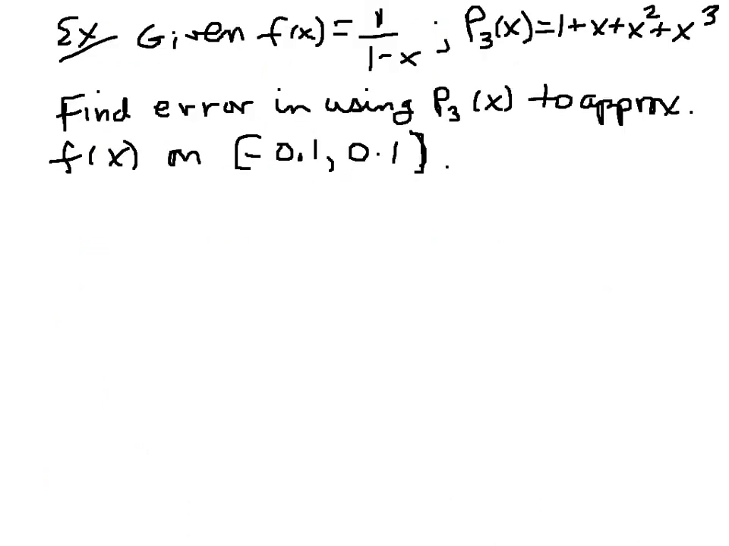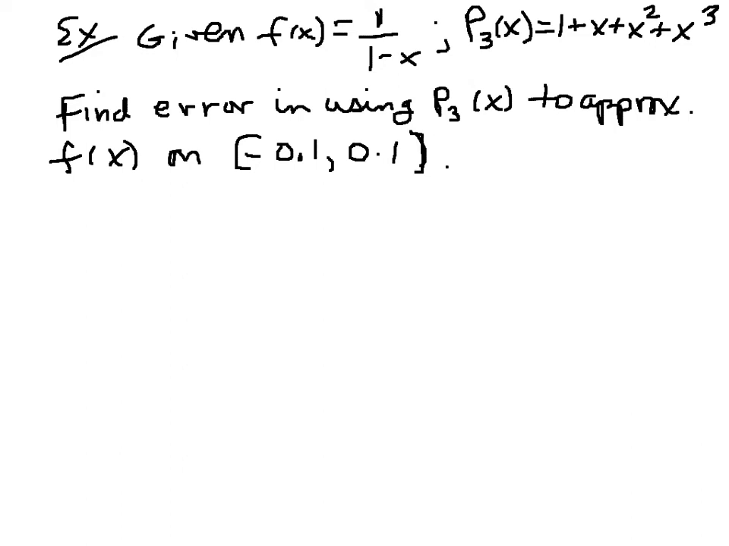So here's a slightly different type of problem. Let's suppose that we're given our old buddy 1 over 1 minus x. P sub 3 of x, the third degree Taylor polynomial, is right here. And here the question asks, find the error that we'll get if we use P sub 3 of x to approximate f of x anywhere in this interval. So we're looking for the maximum error.